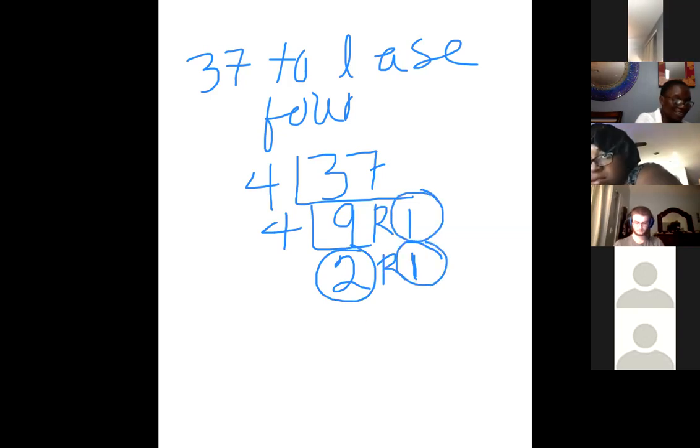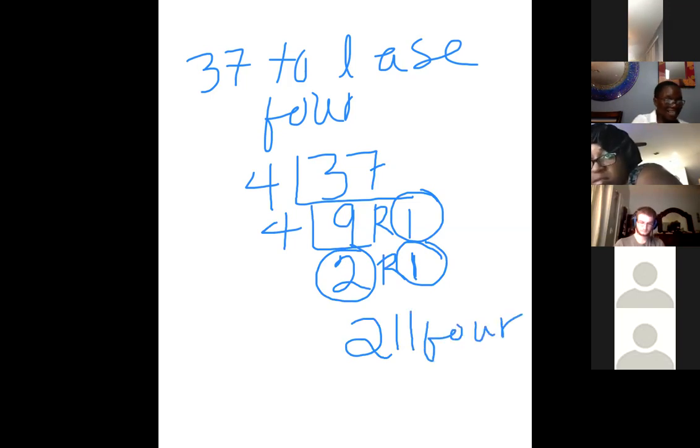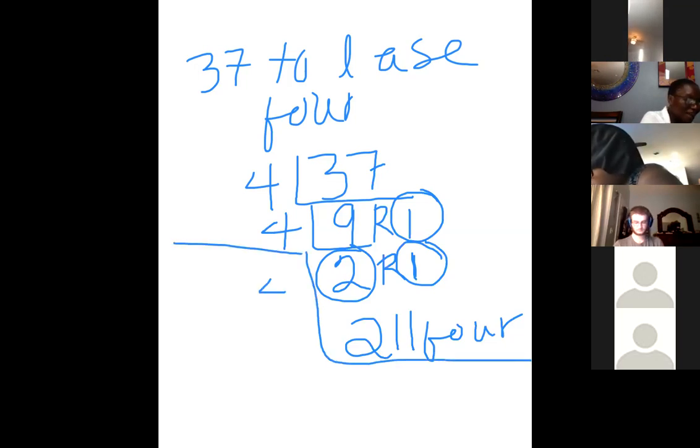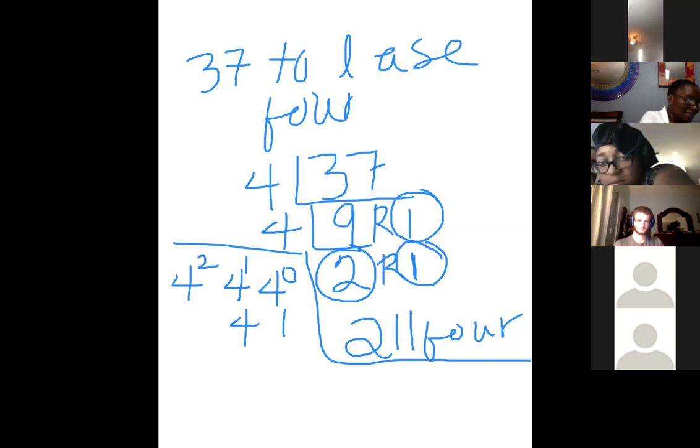2, 1, 1 base 4 is the answer. Now, how in the world did we get that? Okay, so let me write it out for you like we were doing earlier. I'm going to write out the place values. 4 to the 0 is 1. 4 to the first power is 4. 4 to the second power is 16.